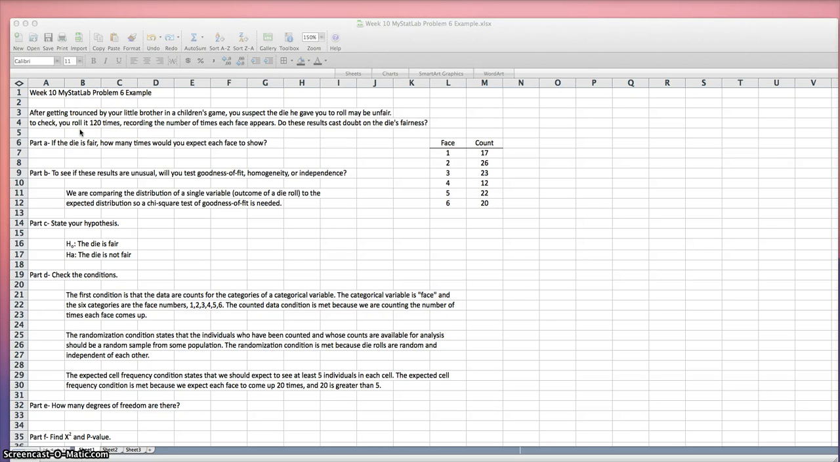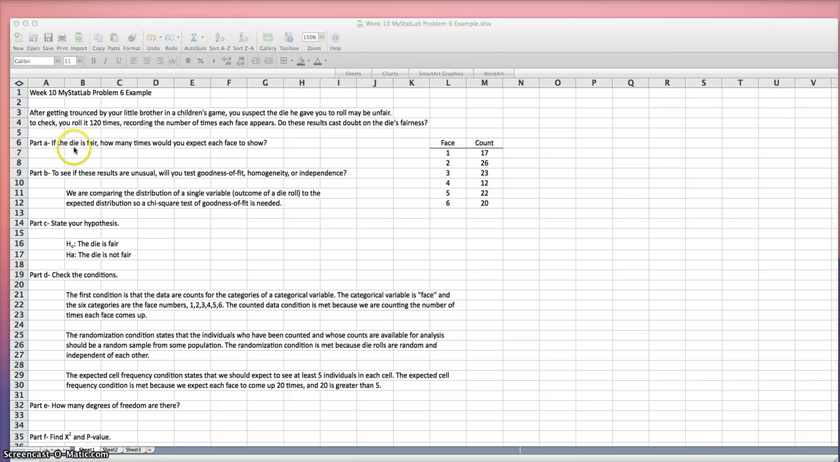In our problem, after getting trounced by your little brother in a children's game, you suspect the die he gave you to roll may be unfair. To check, you roll it 120 times, recording the number of times each face appears. Do these results cast doubt on the die's fairness? So here we have our count: all 6 different faces of your die and how many times they came up when you rolled it 120 times. So let's take a look at our problem.